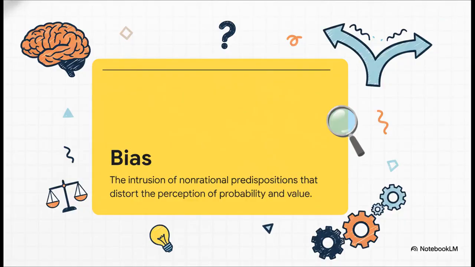So what is bias, really? It's when these non-rational things sneak into our thinking. And it's so important to remember, having biases doesn't make you flawed. It's just part of the human operating system. You can't just delete the software. The real goal is to be aware of it so you can adjust and calibrate for it.